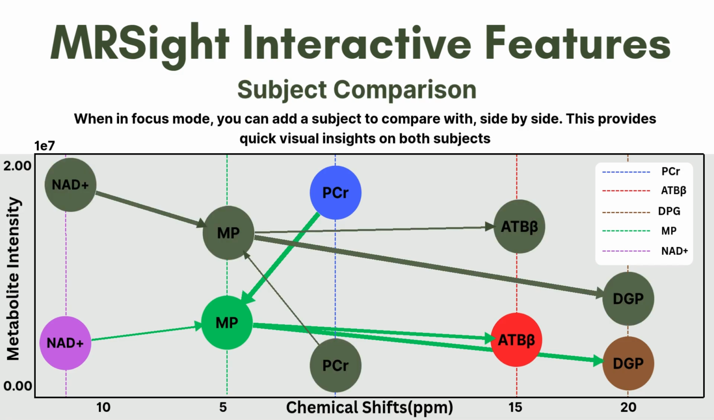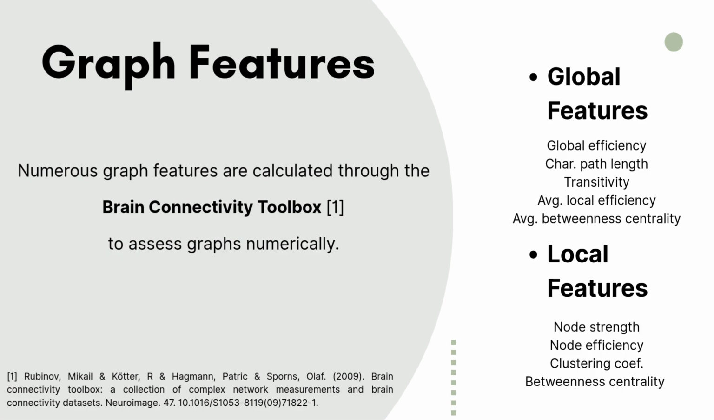Subject comparison. When in focus mode, you can add a subject to compare with side by side visually and see insights on both subjects of interest. Graph features. Numerous graph features are calculated through the Brain Connectivity Toolbox. There are both local and global features. Of course, each graph type offers new feature values, which provides a thorough quantitative analysis of the MRS spectrum.